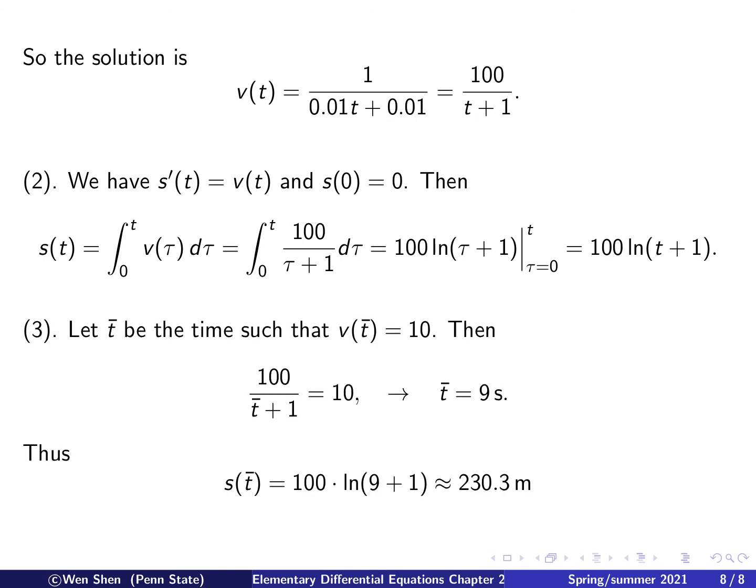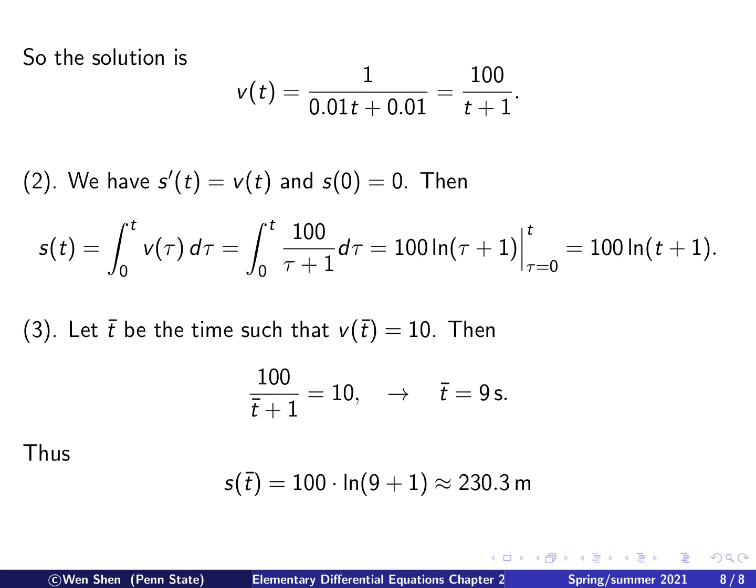Now finally, let's look at the last question. We need to first find out the time when the speed becomes 10. So let t bar be the time. So v at t bar is 10. We plug that into the expression for v. V of t bar has to be 10. And we see that we can easily solve for t bar, and t bar here is 9. So you see 9 plus 1 is 10, and it solves the equation.